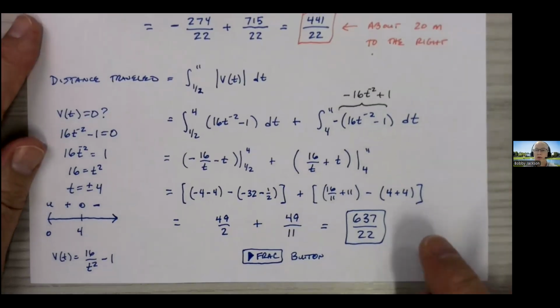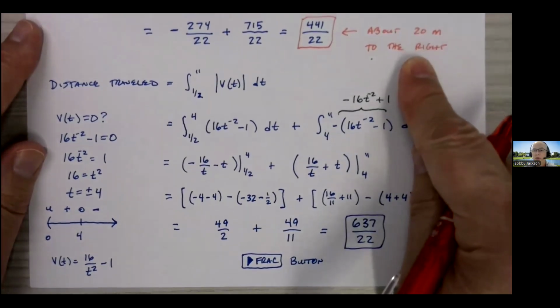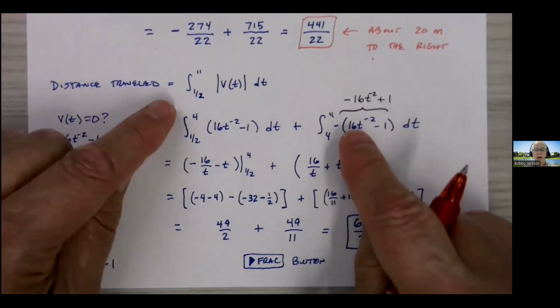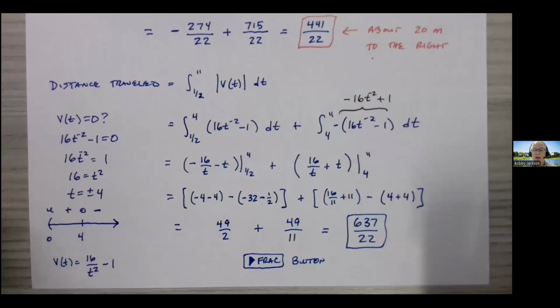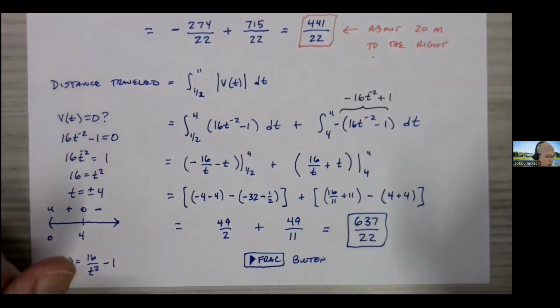So that was the total travel. Even though we end up 20 meters to the right of where we were at a 1/2 a second, the total distance traveled was closer to 29 meters.